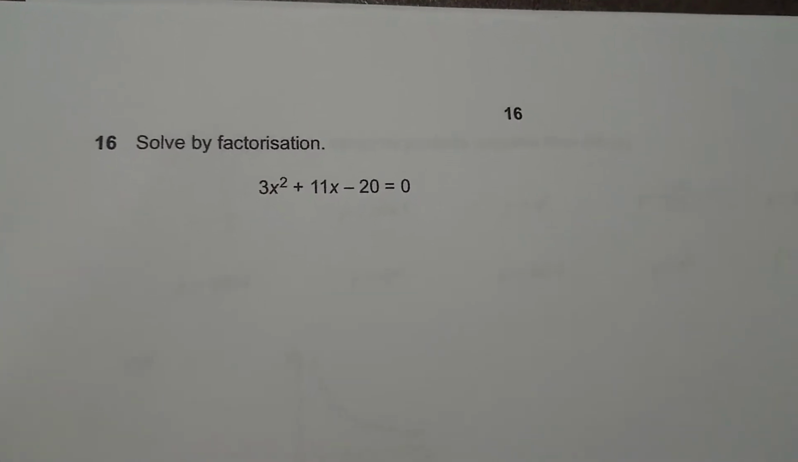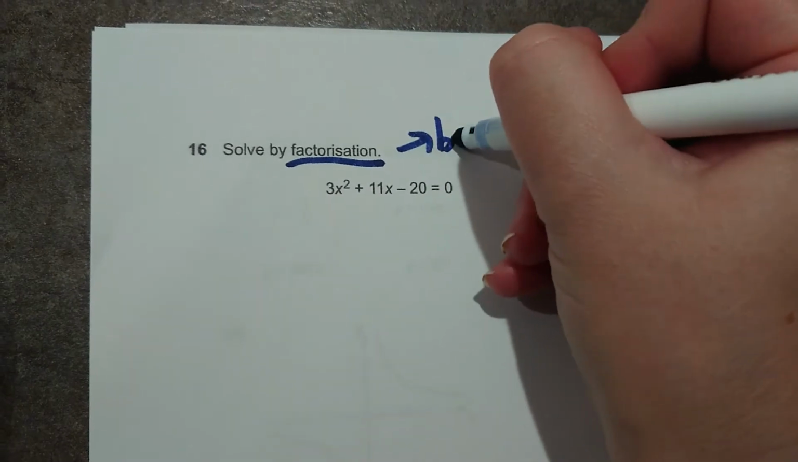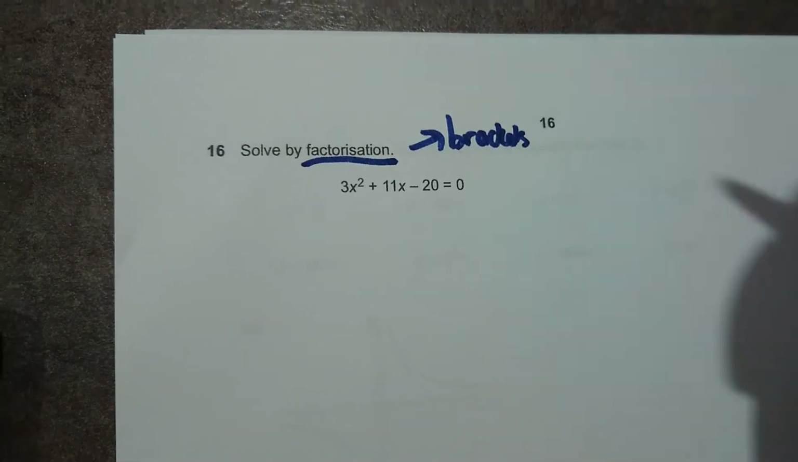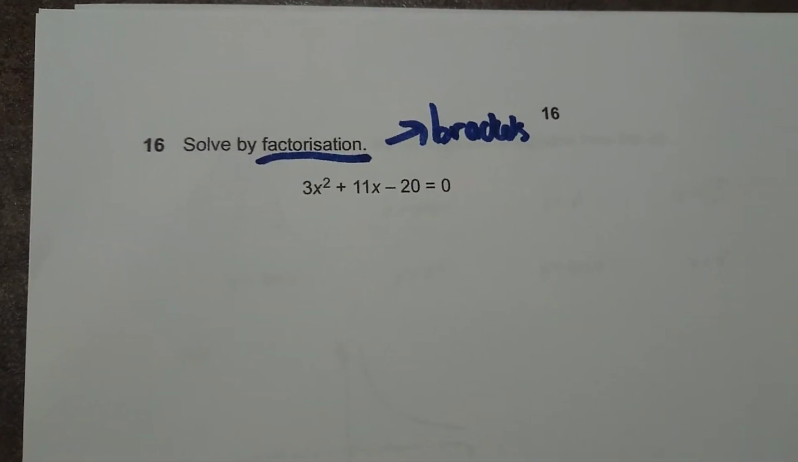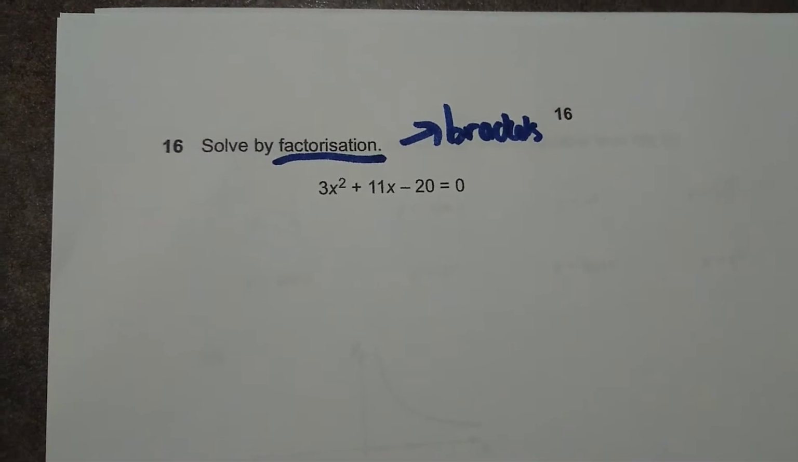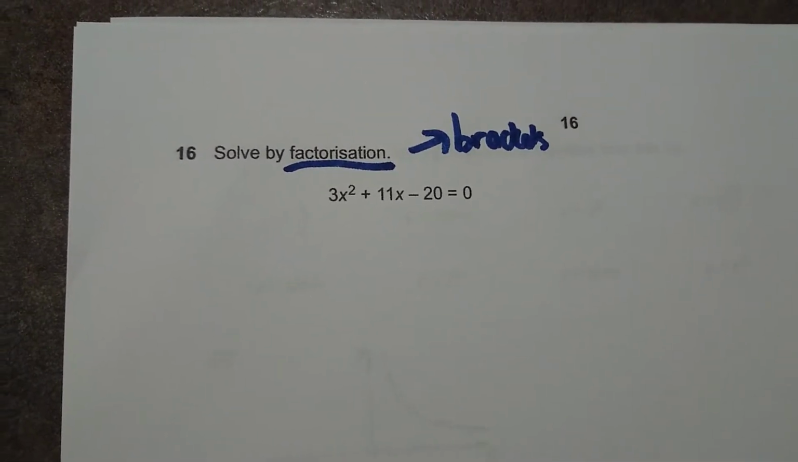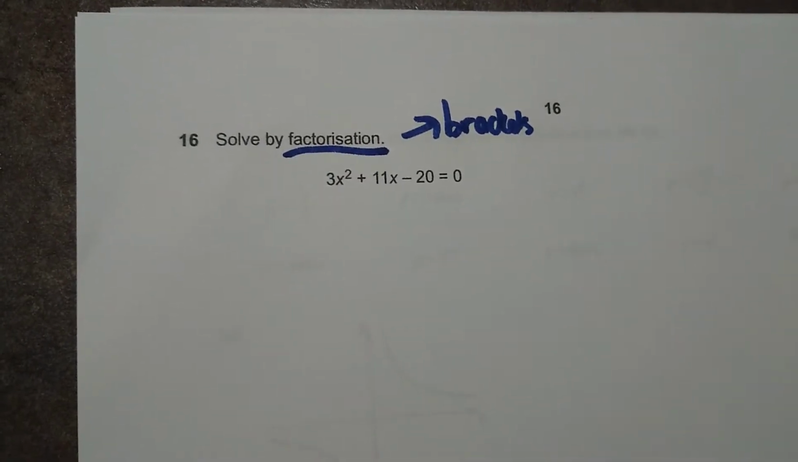So question 16, solving by factorisation. That means you have to put it into brackets. If it says that word factorisation, it must go into brackets. If you use the formula by mistake, as far as I'm aware, I think you get 1 mark for your answers, but this is obviously a 3-mark question. So it is about making sure that you have got those brackets as well.